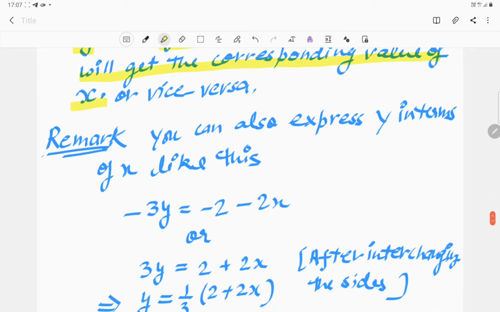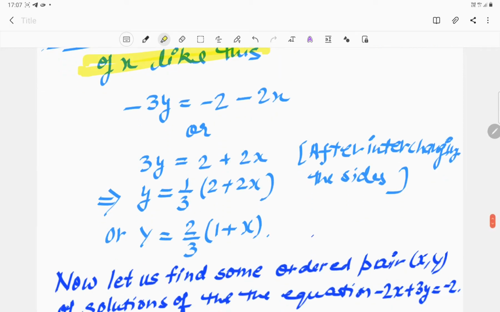Now here is a remark. You can also express y in terms of x like this, as I have already explained.